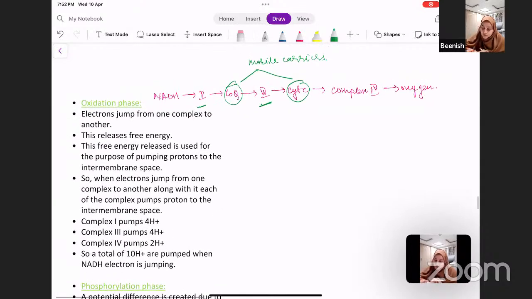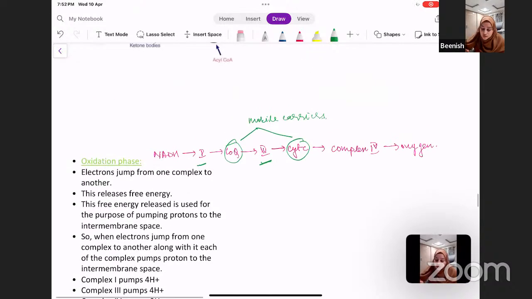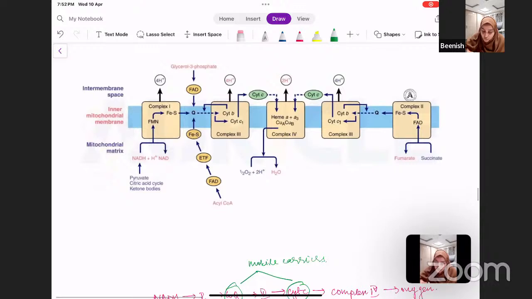And also you must have noticed that your complex 2 is not found after complex 1. See, this is your complex 1 and this is your complex 3, and in between you have coenzyme Q. So your complex 2 is not found after complex 1. Okay. This is your complex 2, because your complex 2 is directly giving its electron to coenzyme Q. You can see here, and then coenzyme Q gives it to complex 3. And both of them, from here and here, you can see they're giving it to cytochrome C, and this gives it to complex 4.